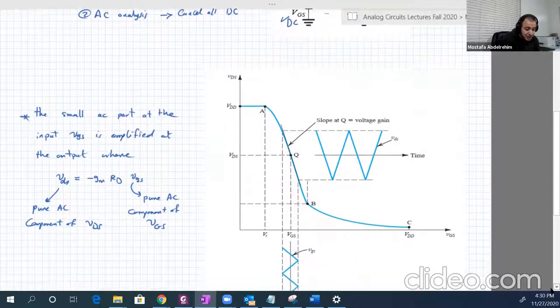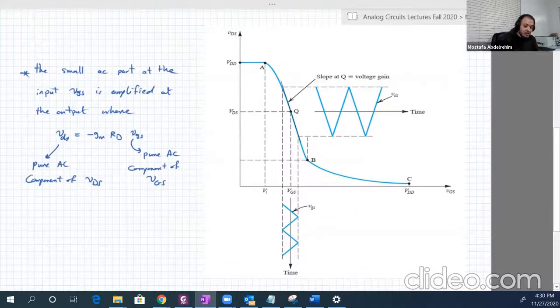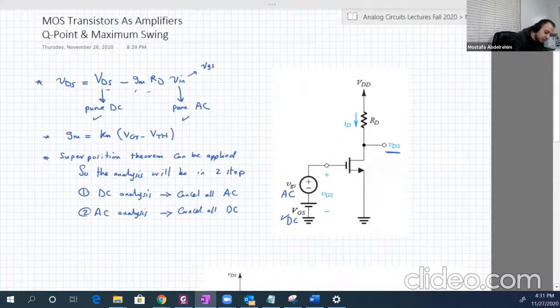So the real picture will be something like this. We have here the transfer characteristic between VDS and VGS, the output and v input. If the input is changing around the biasing point, capital VGS, we will have the Q point of VDS, which is pure DC, and around it there will be an amplified signal, the same version of the input but amplified and out of phase by 180 degrees. So the AC output here is equal to minus gm RD vgs, or v input. This is small vds, or v output.